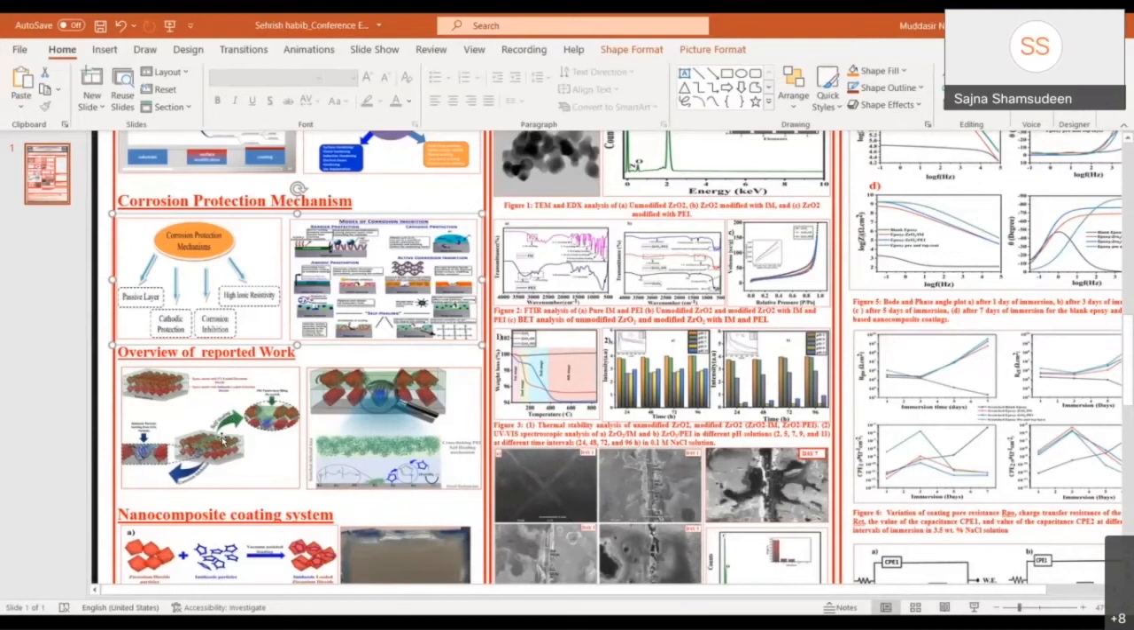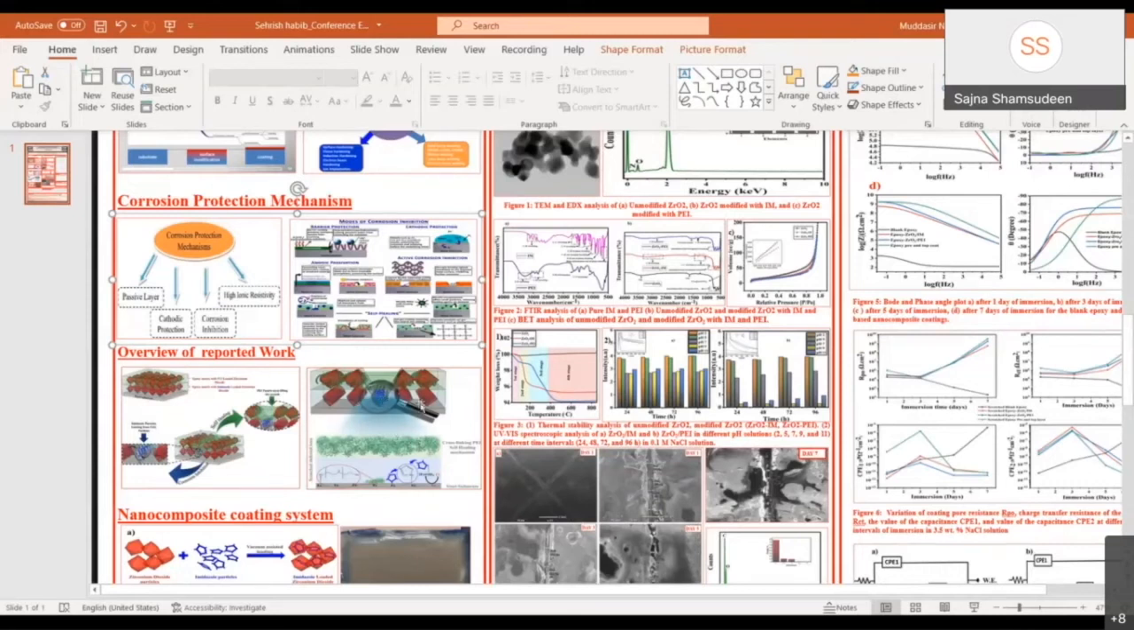And this scratch acts as a mechanical force to release the functional species from the zirconia oxide nanoparticles, and they form the passive layer over the defect area, the scratch, and protect the metal from any propagation of the corrosion activity.